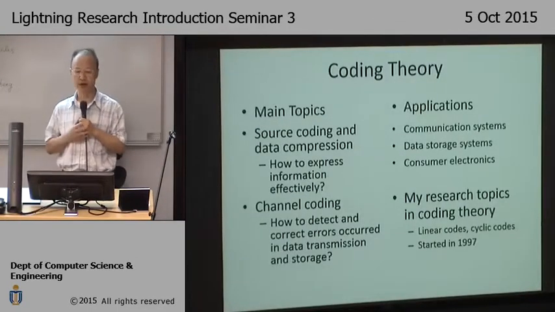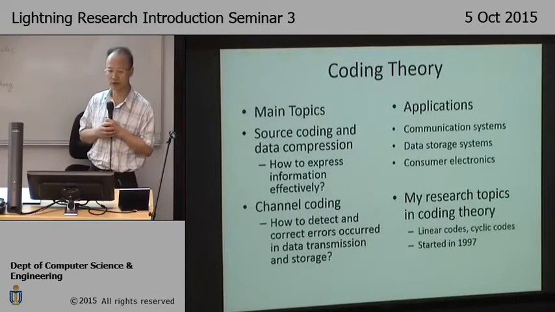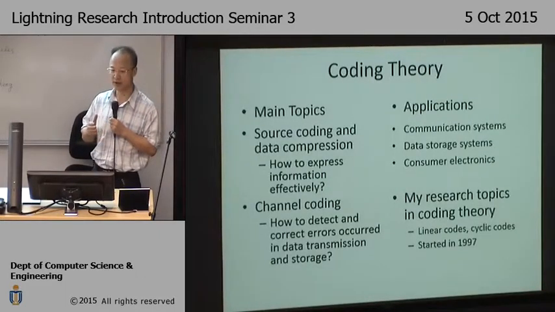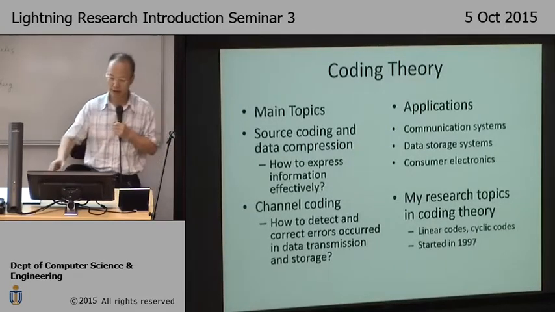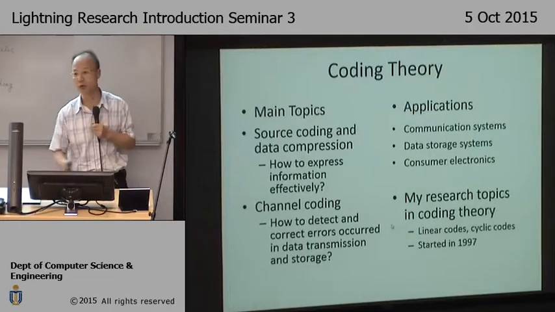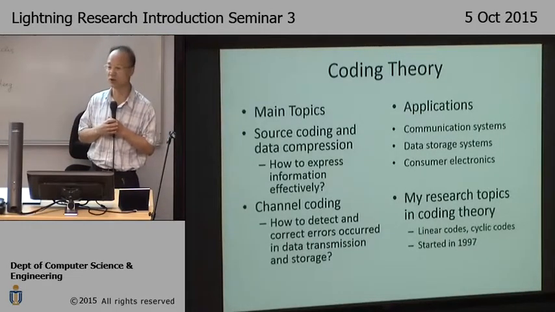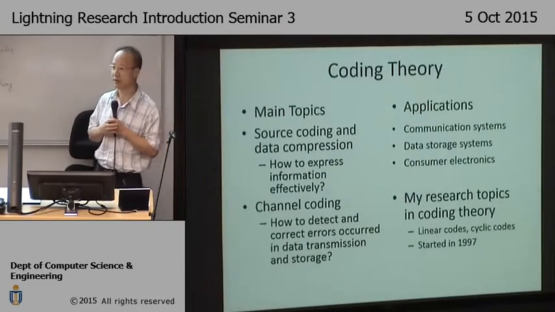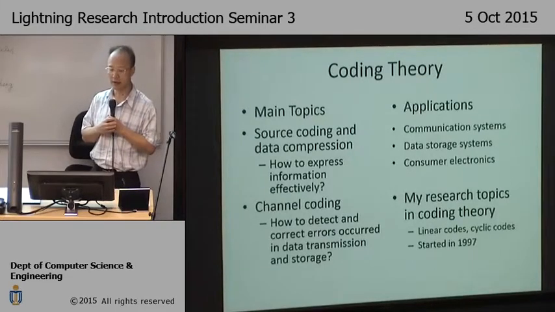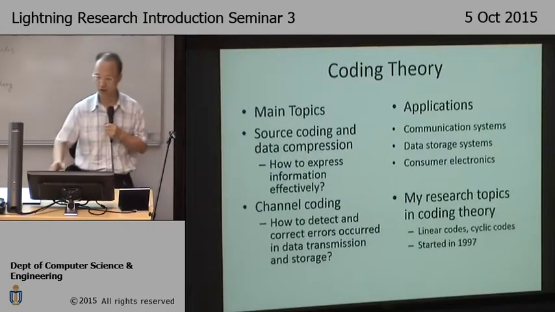My second research area is coding theory. Coding theory has two parts. The first part is about source coding. This is how to express information efficiently. And the second part is about channel coding. We may have data in storage. We may have data in transmission. Errors may occur to our data. The question now is how do we detect errors and also correct errors that occur to our data, either in storage or in transmission.